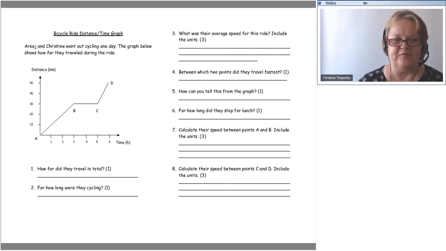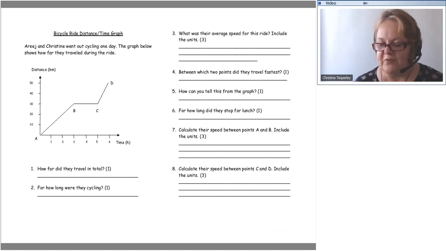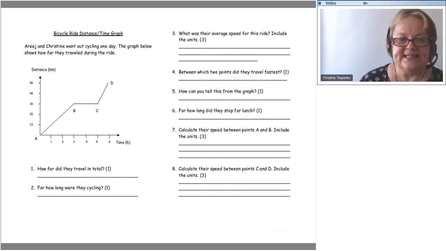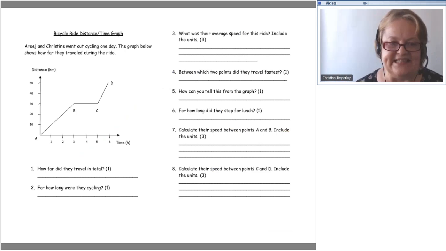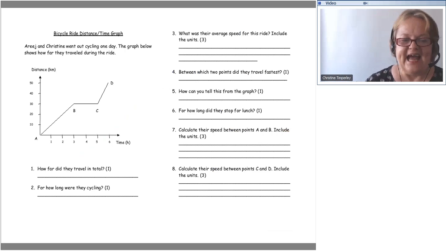So this is a bicycle ride. Now, Reg isn't here now, so she can't enjoy this. But Reg and I went cycling one day, not likely, and there's the distance time graph. Not likely when you see the distances involved. What we can do is, very neatly, tell the story of our whole day out. So what's happening in the first part then?